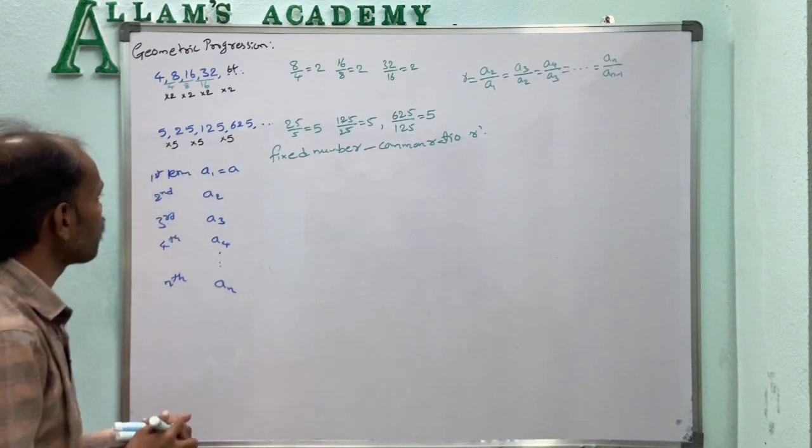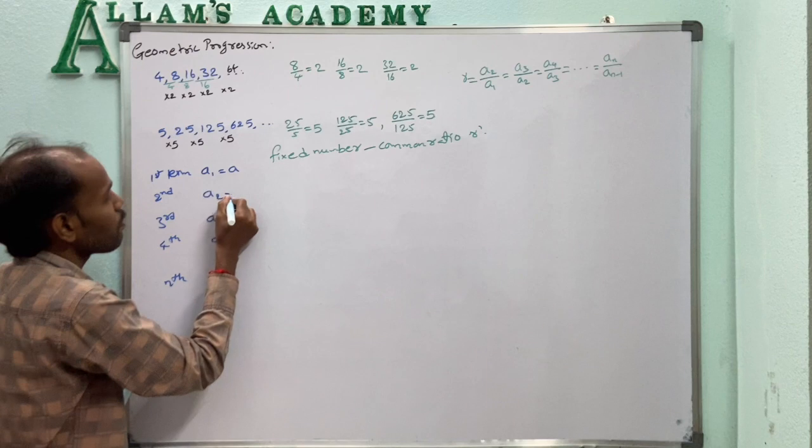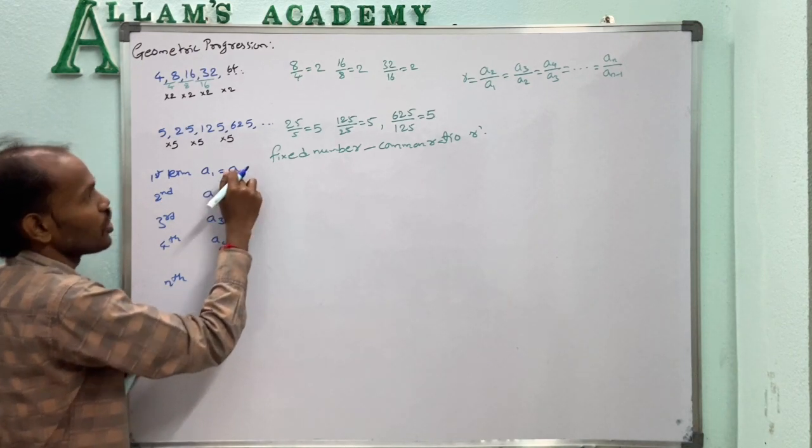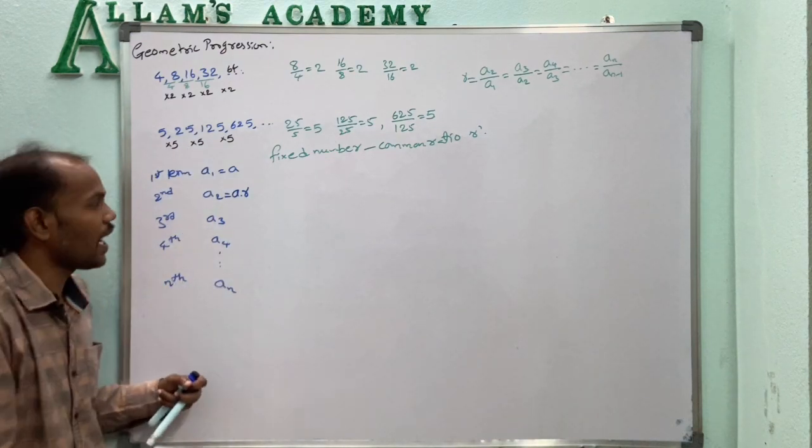Now here, if we observe, the first term multiplied by the common ratio gives the second term, ar.